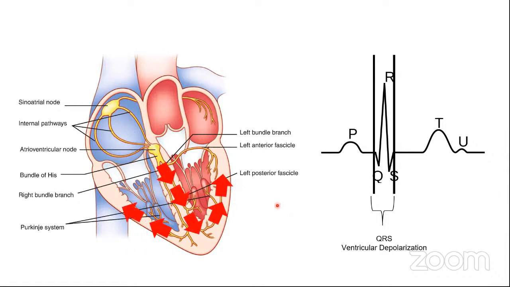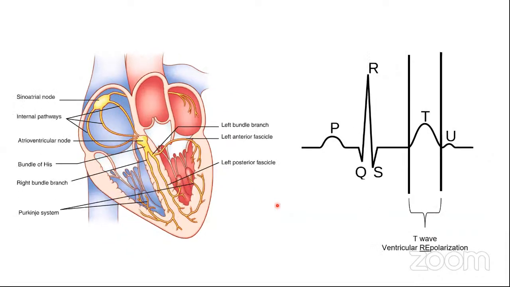So again, just reiterating the flow of electricity here. And then lastly, we have ventricular repolarization. So this is the resetting of the ventricle. After it activates, it resets to get back to a normal state to get ready for that next signal to come in. So we call this the repolarization phase.